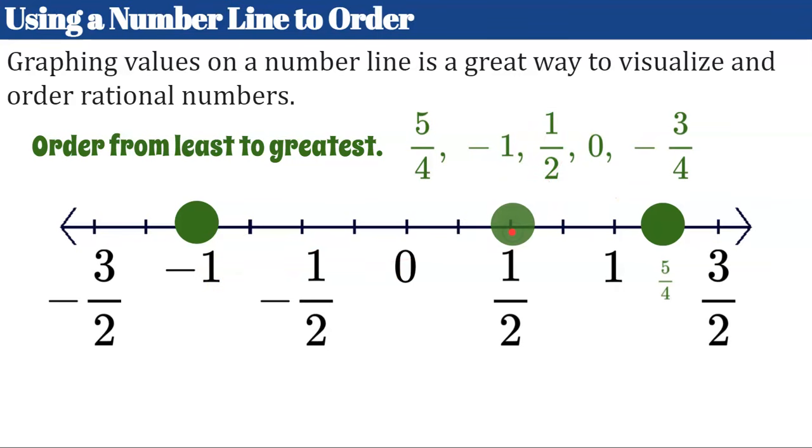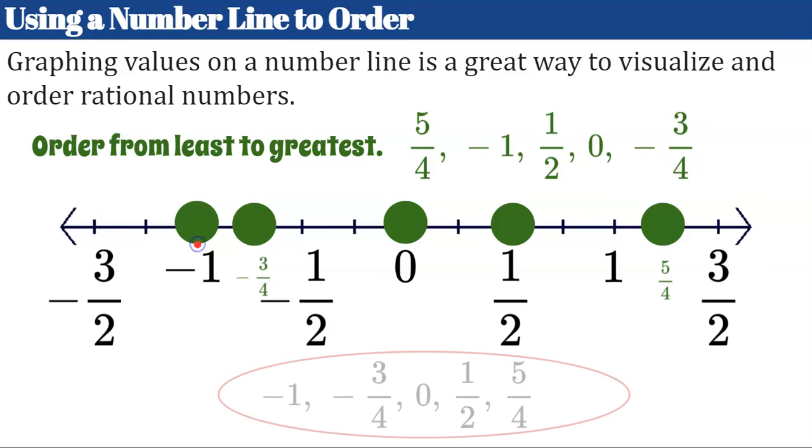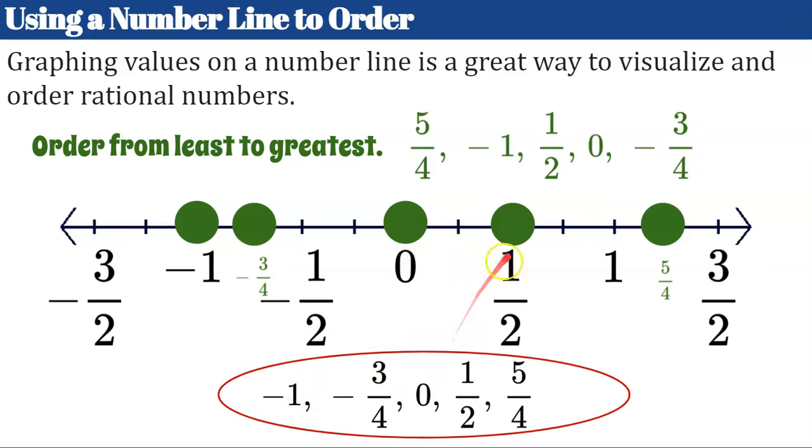+1/2, we plot that point here. 0, we plot that point. And -3/4 is going to be right here. Remember, -1/4, -2/4, -3/4. So now I have them all here, and we order from least to greatest. Remember, left to right, least to greatest. So in order, we're going to have -1, -3/4, 0, 1/2, 5/4.